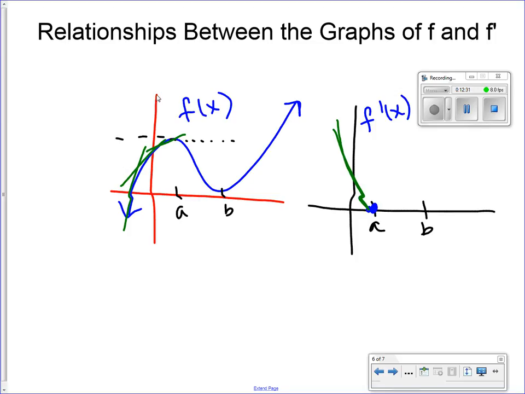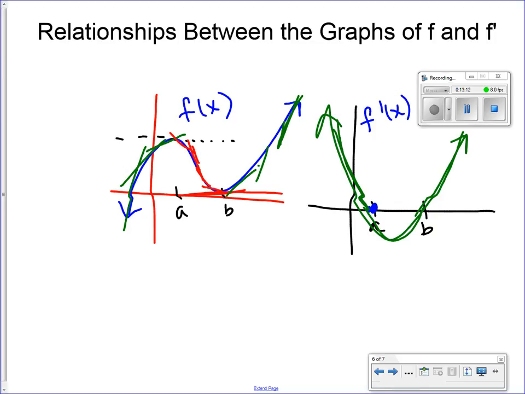Once I'm on the other side of A, those tangent lines have a negative slope. And they get steeper and steeper until about halfway between A and B, and they start to slow down again. And at B, I have another horizontal tangent. So over here, I have negative slopes that are getting more and more negative, and then they start twisting back to 0. So they get back to 0 by the time I get to B. And then on the right side of B, these tangent lines have positive slope, and they're getting steeper and steeper and steeper, and they're going to increase forever and ever. So I have positive numbers that are going up forever and ever.